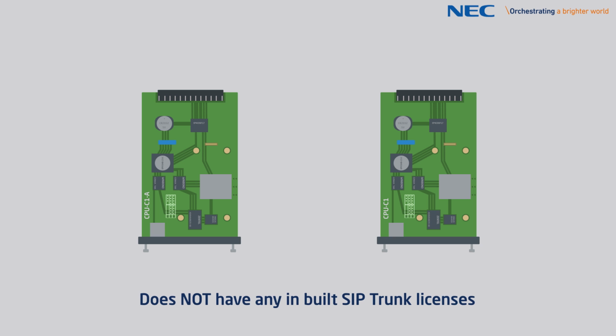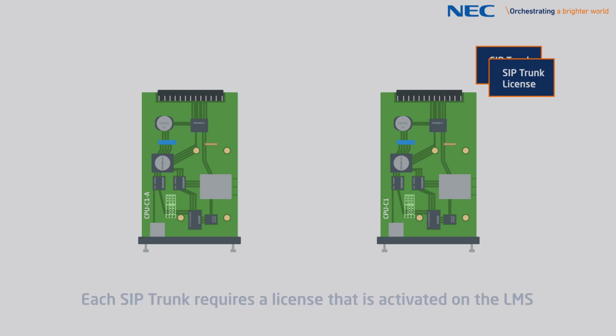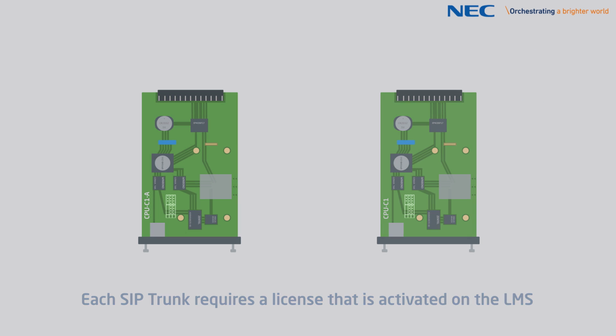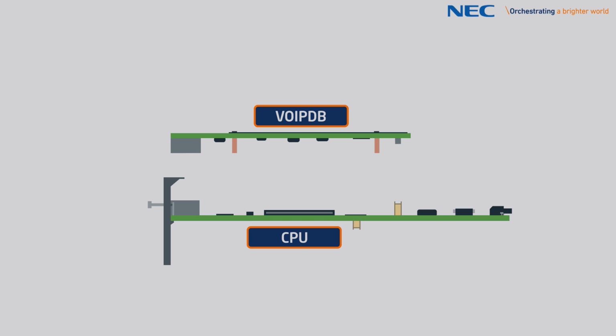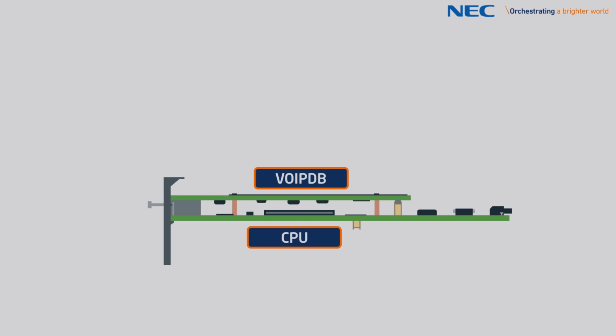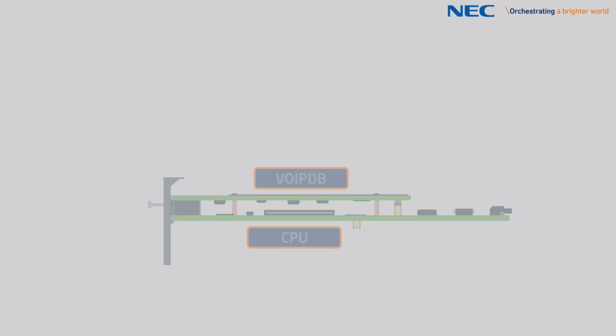The CPU C1 card does not have any SIP trunks built in. Each SIP trunk will require a license that must be activated via the LMS. Install the optional VoIP DB card. This is required when you need more than the 8 VoIP resources built into the CPU card. Refer to the CPU install video for details of installing the optional VoIP DB card.